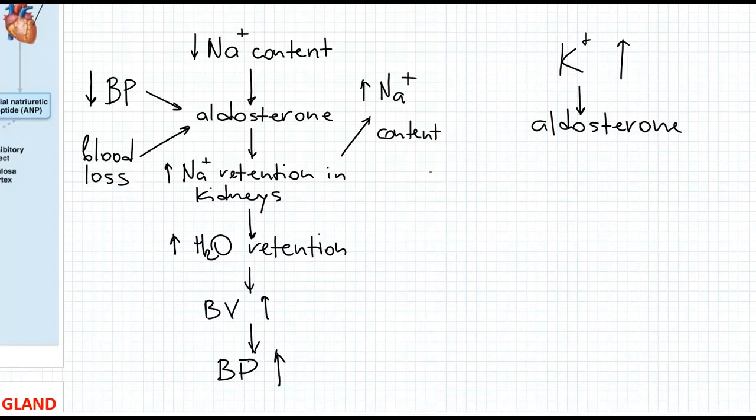And aldosterone very quickly turns up potassium excretion. Does that make sense? Like getting rid of it, the kidneys.